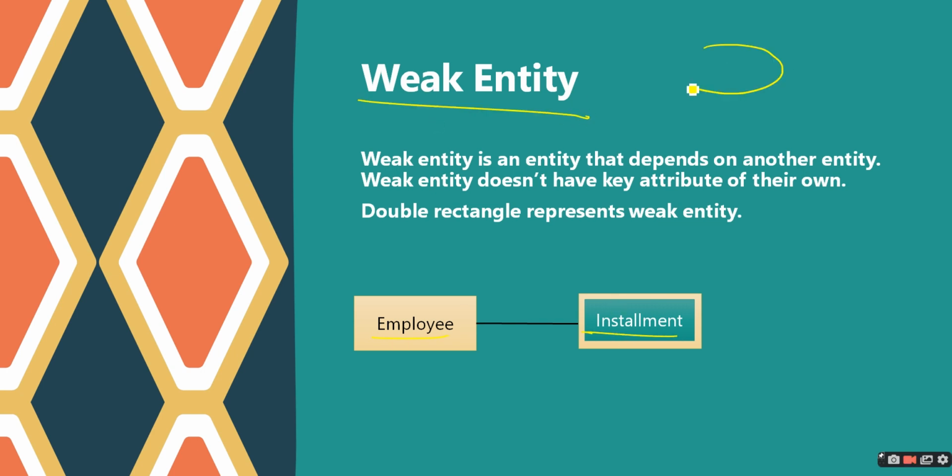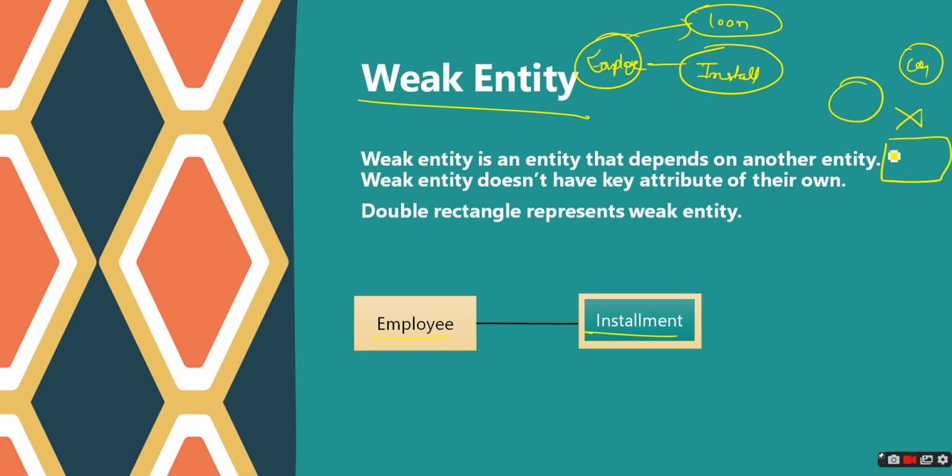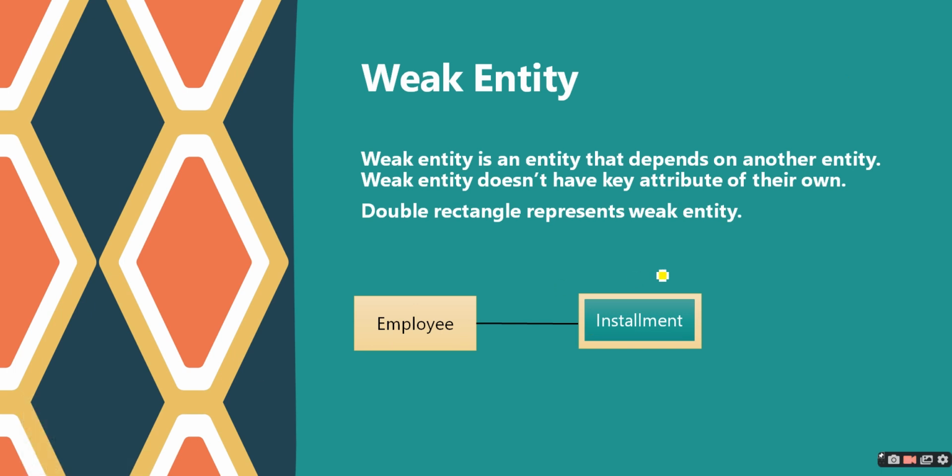A weak entity means an entity that depends on another entity. Like if I take any loan amount, then this installment is going to be connected with me as an employee. Otherwise, if I don't take any loan, then there will be no connection with my installment. So here installment will be termed a weak entity, and we represent this in an ER diagram by a double rectangle, a rectangle inside a rectangle. I hope it is clear to you. Okay, let's go ahead then.